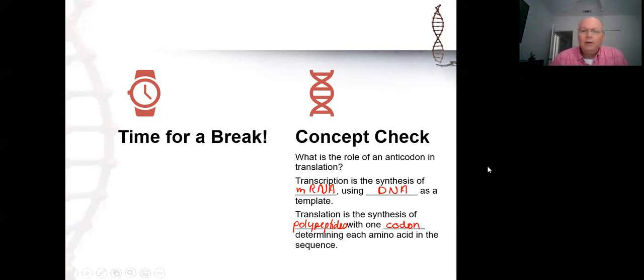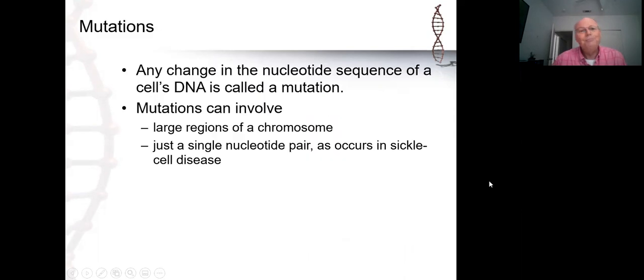Okay, let's move on and talk about what happens when things go wrong with transcription and translation. Mutations. So, technically speaking, a mutation is any change in the nucleotide sequence in a gene. That's what constitutes a mutation. Sometimes these can be quite extensive, but the most frequent form of mutation is what is called a base pair mutation or single nucleotide mutation.